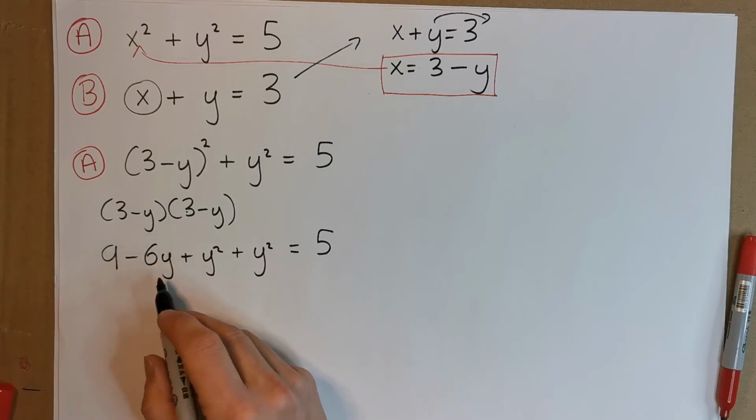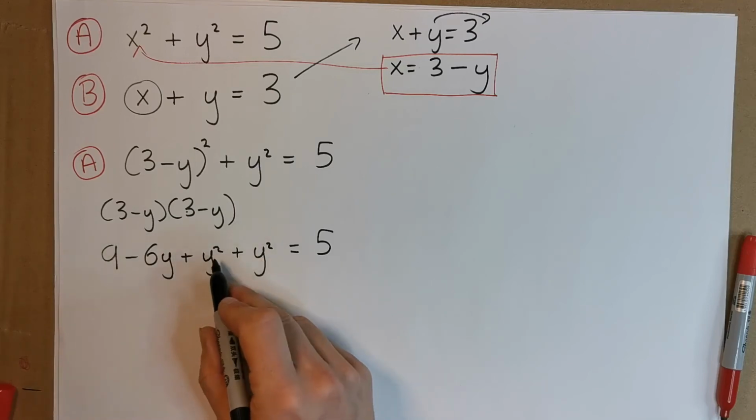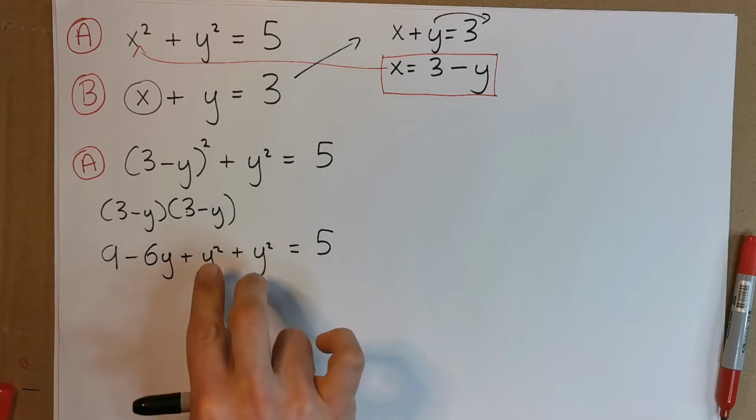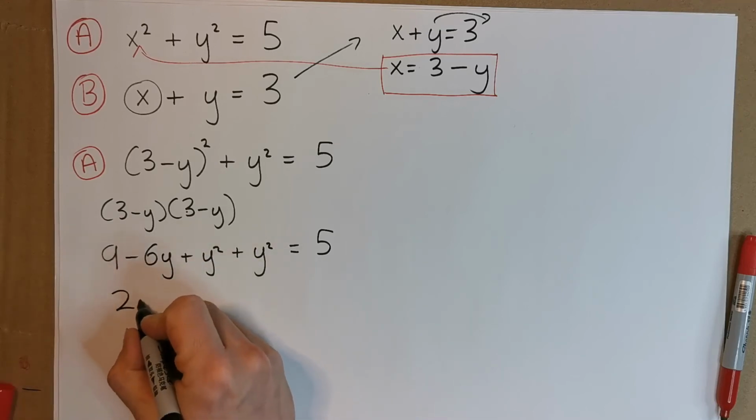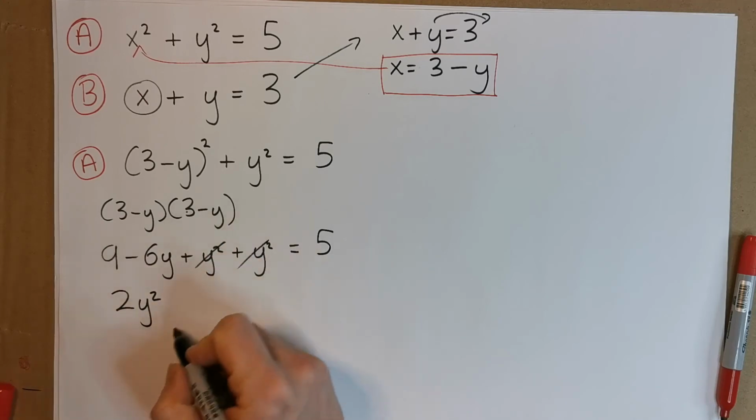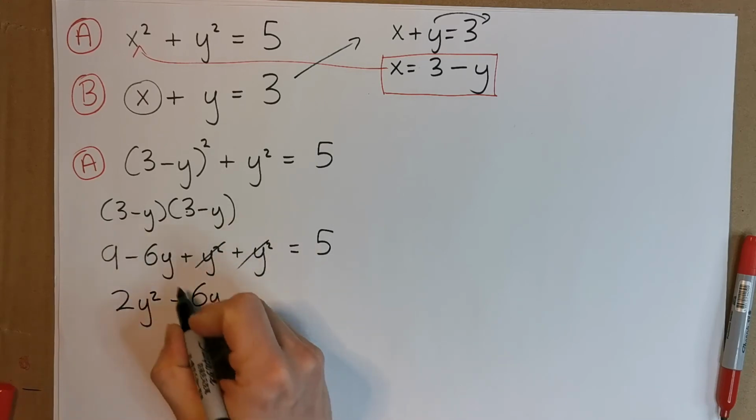So let's do that. We can see that we have two squared terms. We have a y squared plus another y squared. So we have two of these. So literally we have 2y squared. That's those dealt with. We have a minus 6y.